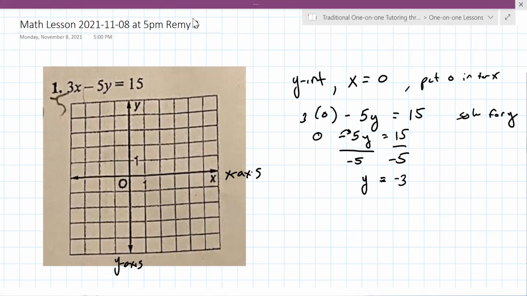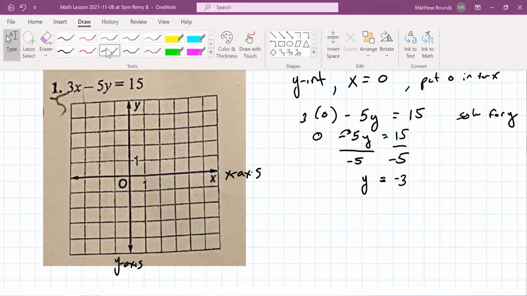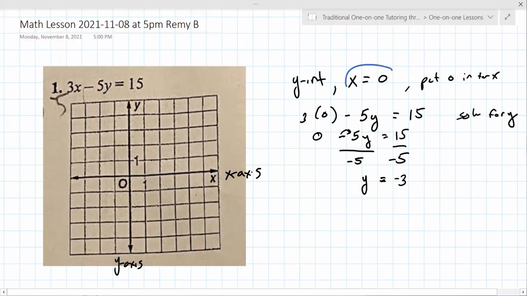Okay. Now this is important here. I'm gonna switch colors real quick. We said x is 0. We found that y is -3. That's an ordered pair: 0, comma, -3. You always write it as x, comma, y. And that's our first point. 0 and then 1, 2, 3 down. There's our first point right there.